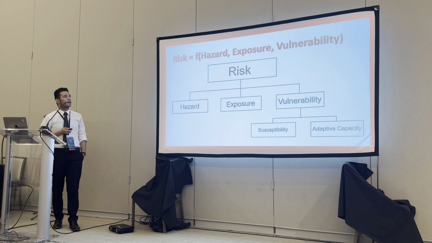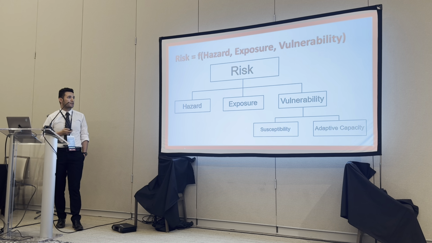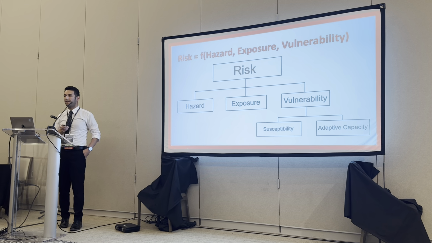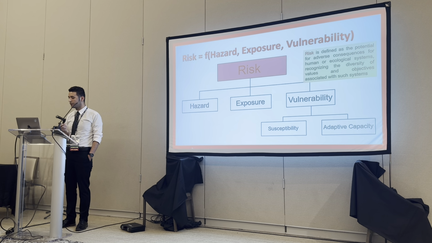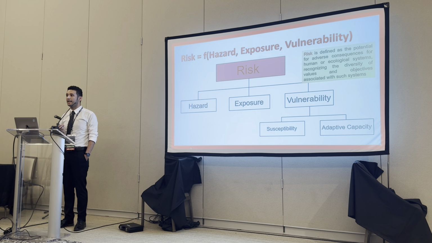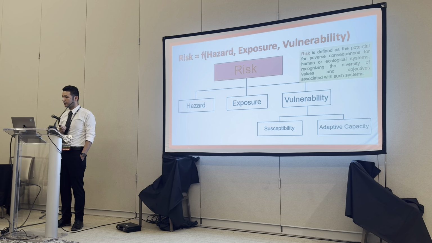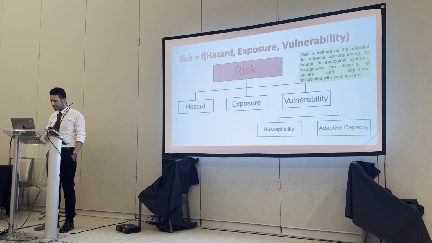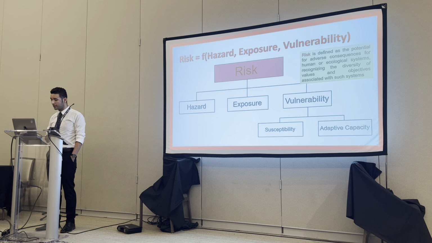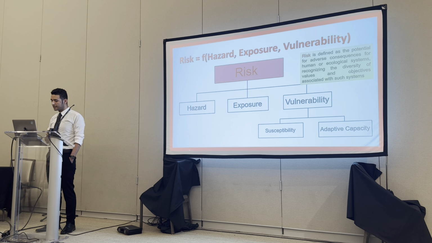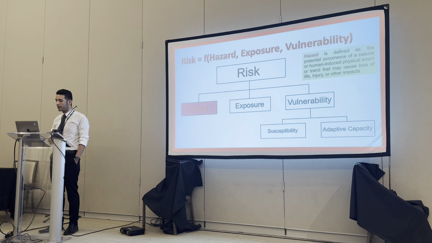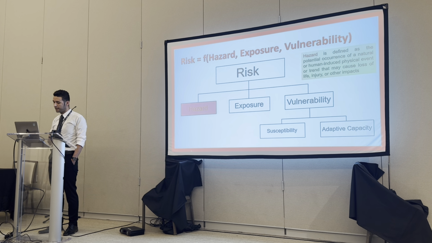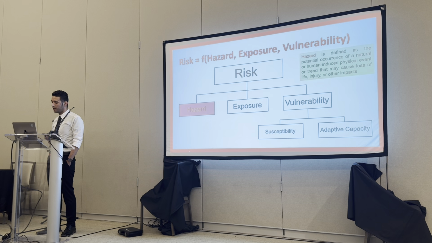Well, we know that risk is a function of 3 different components, right? Hazard, exposure, vulnerability. If these terms are not so familiar for you, I put the definitions published by the IPCC, Intergovernmental Panel on Climate Change, here. So let's just read them together. Risk is defined as the potential for adverse consequences for human or ecological systems, recognizing the diversity of values and objectives associated with such systems. Then we have hazard. Hazard is defined as the potential occurrence of a natural or human-induced physical event or trend that may cause loss of life, injury, or other impacts.